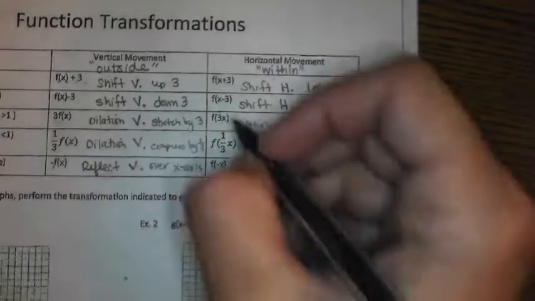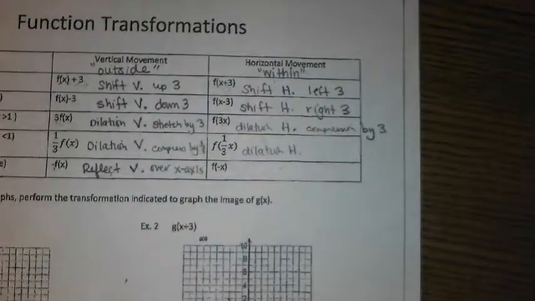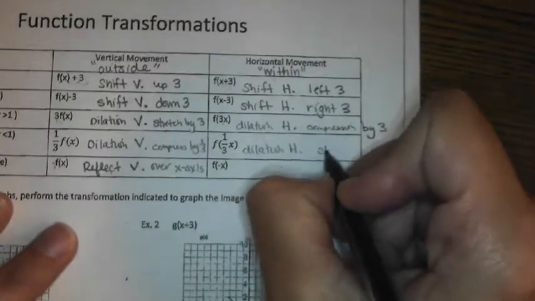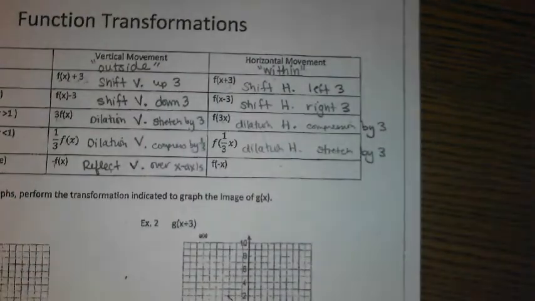F of 1/3 x, it's a horizontal dilation again. And again, 1/3, you would think that would compress, but it's in the horizontal category, so it's actually screwy, and it's a stretch by 3. You almost triple everything, you're stretching it.